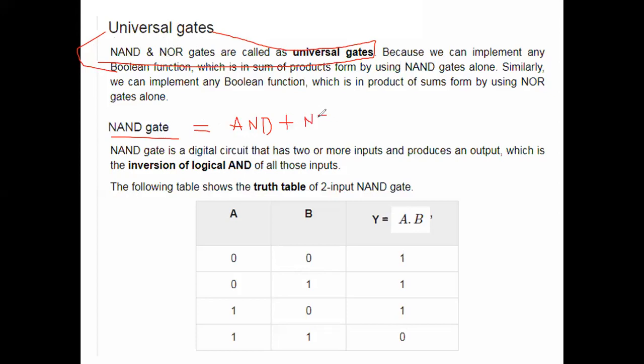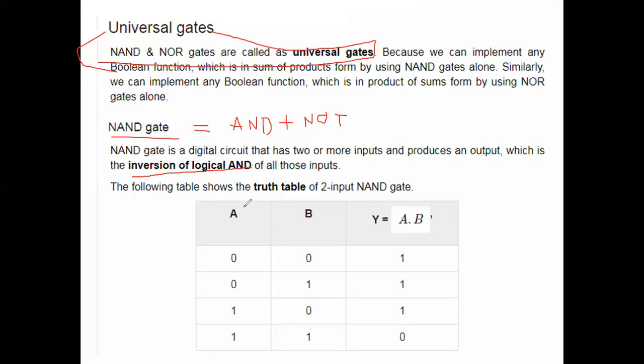Okay. AND gate plus NOT gate: we already learned what an AND gate is and what a NOT gate is. If these two are combined, that becomes a NAND gate. A NAND gate is a digital circuit that has two or more inputs and produces an output which is the inversion of logical AND.